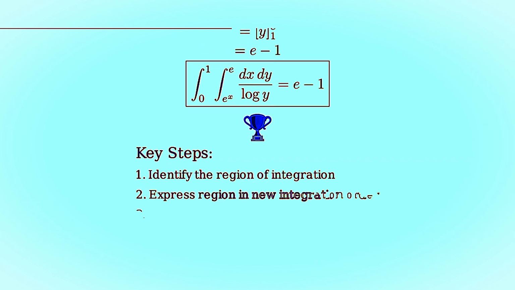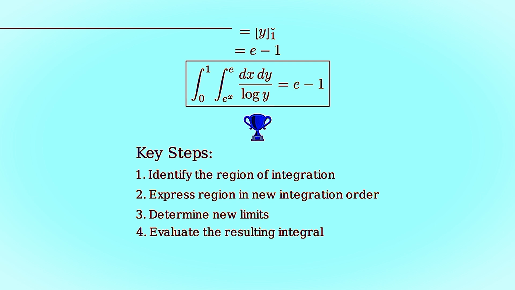This problem demonstrates the power of changing the order of integration in a double integral. By swapping the order, we turned a potentially difficult integral into a much simpler one. This technique is especially useful when the integrand has a structure that makes it easier to integrate in one variable before the other. Remember the key steps. First, identify the region of integration. Second, express it in terms of the new integration order. Third, determine the new limits. And finally, evaluate the resulting integral.